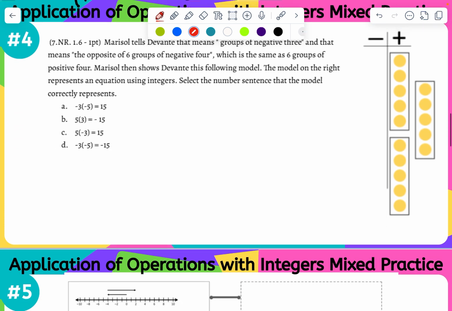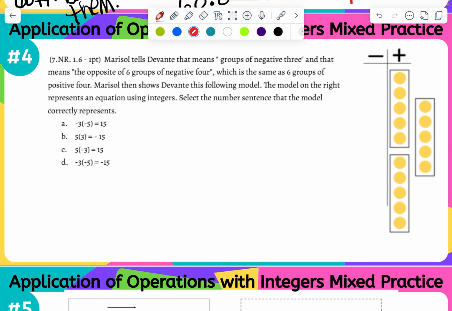All right, now Marisol tells Devontae that 6 groups of -3, and that means the opposite of 6 groups of -4. Okay, I don't think this is right either. Well, we just gonna ignore this right here because I don't know. That's a typo. So let's just look at our model. Just ignore this for a minute and look at the model.